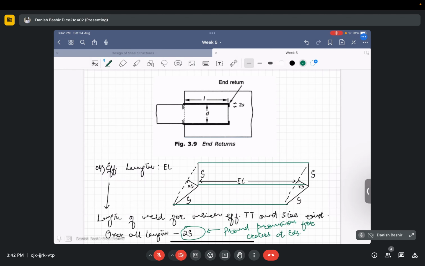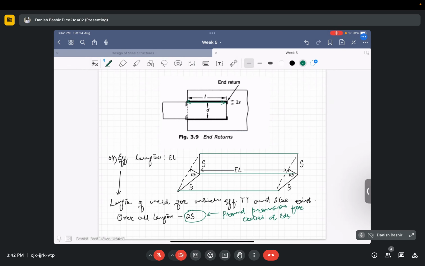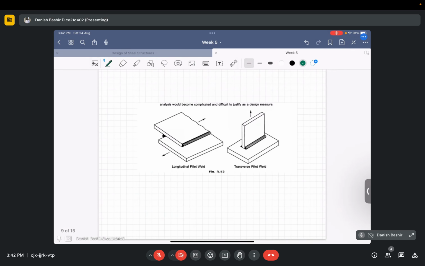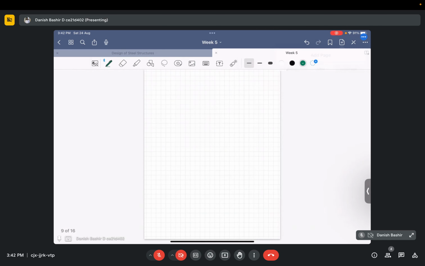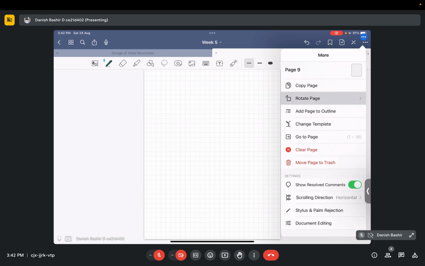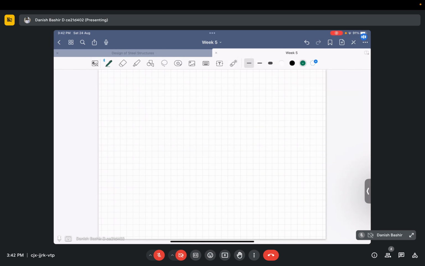So like here, this is the effective length of the weld. There are more important things in this effective length, but I hope for this course you have to understand up to this point. Then moving forward, we have the effective area of the weld.